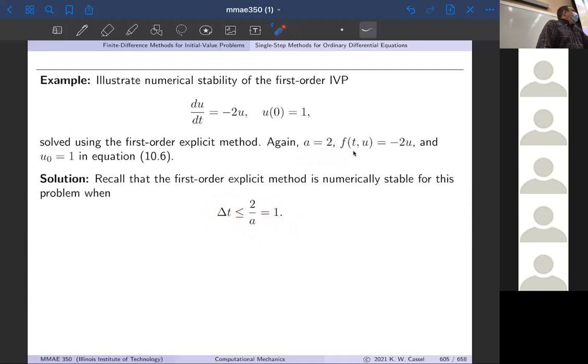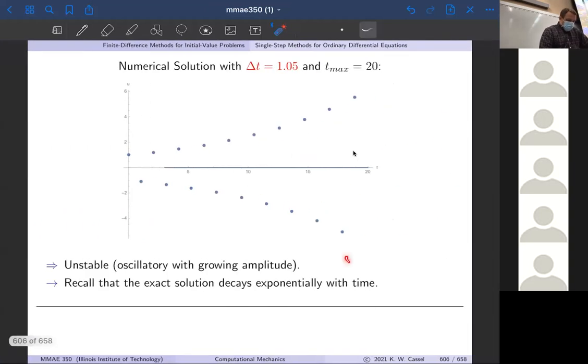But let's just see what happens if I go larger than 1. So if I go larger than 1, here's what happens. At t equals 0, it starts out at 1. That's the initial condition. And it's supposed to go like this, right? It's supposed to be exponential decay.